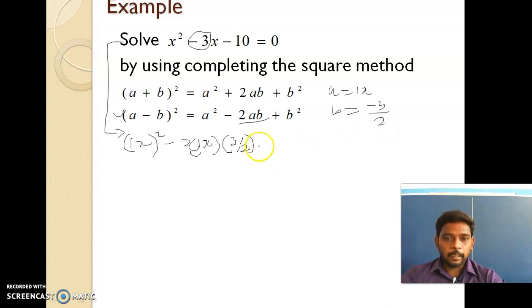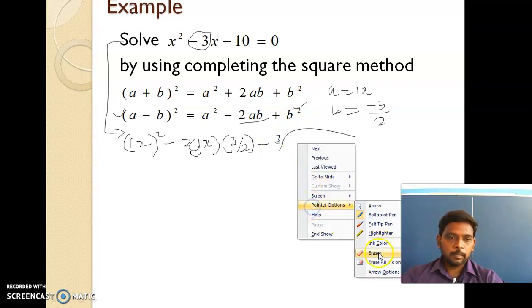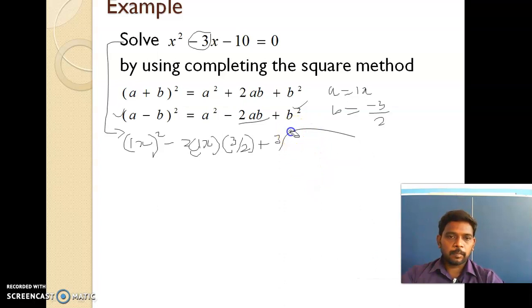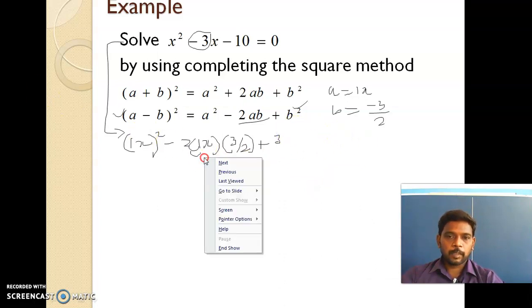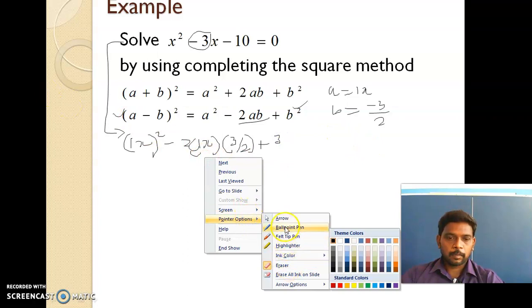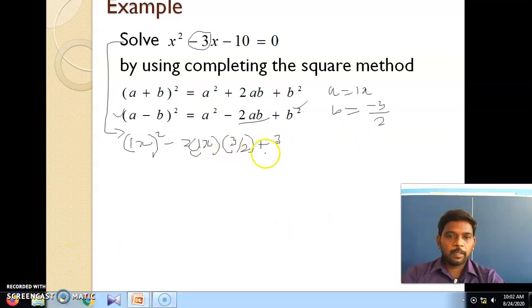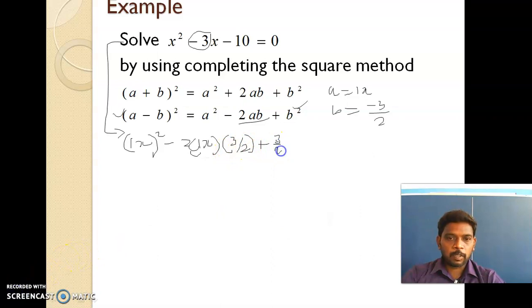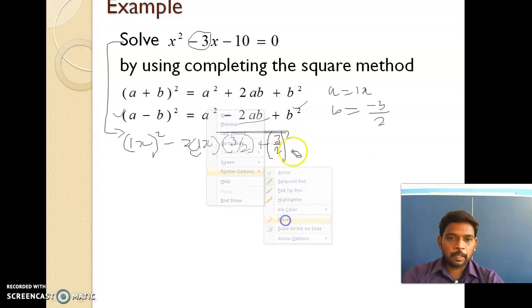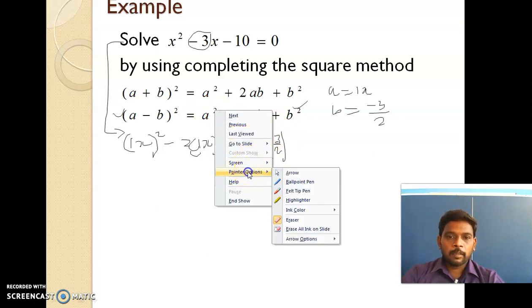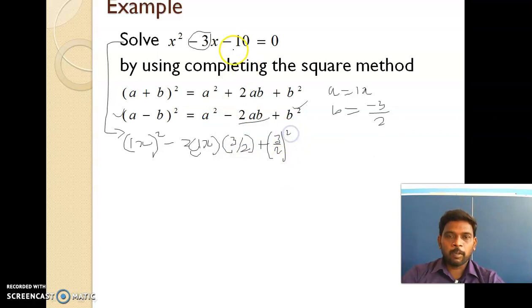Right? And next we can write the b square term, that is 3 by 2. So b value is 3 by 2, so (3/2) whole square. But here when you look at the question, there is no (3/2) whole square. So for balancing purpose, you can subtract this term also. So minus (3/2) whole square.